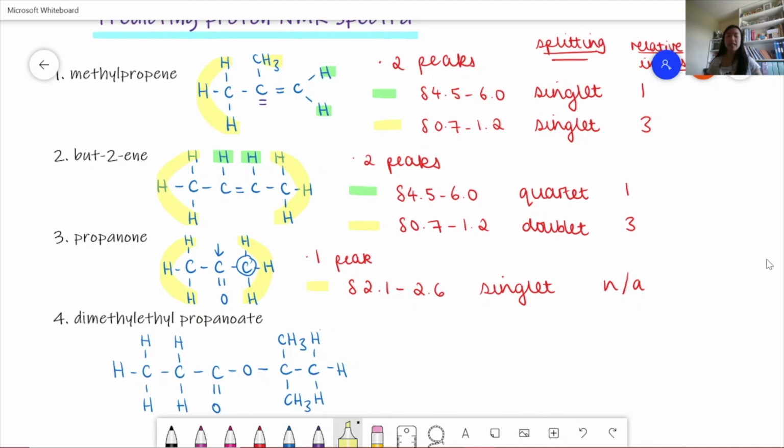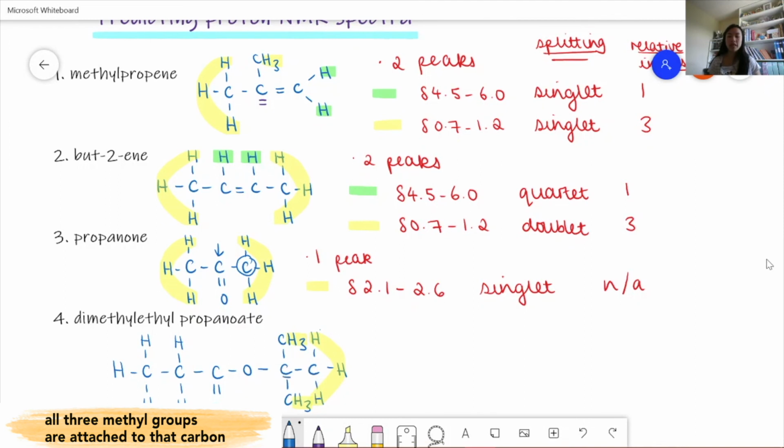And first of all, we can see that these hydrogens are in the same environment as each other. And they're also in the same environment as these hydrogens and these hydrogens. And this is because they're all attached to this carbon here, which is then attached to an oxygen.